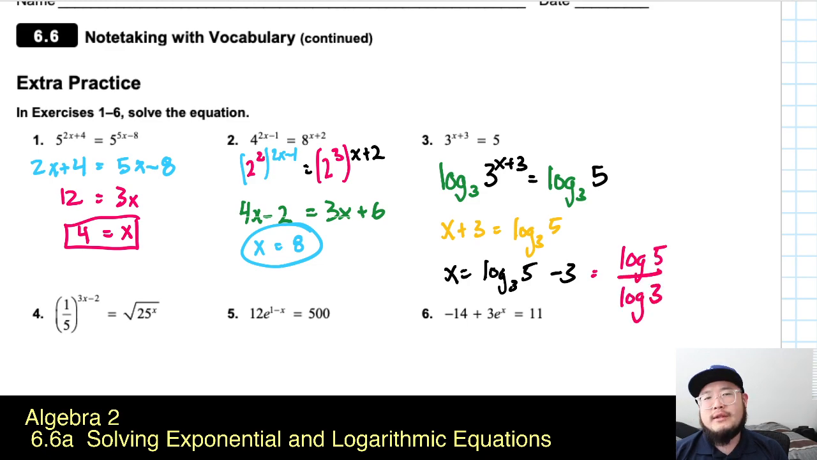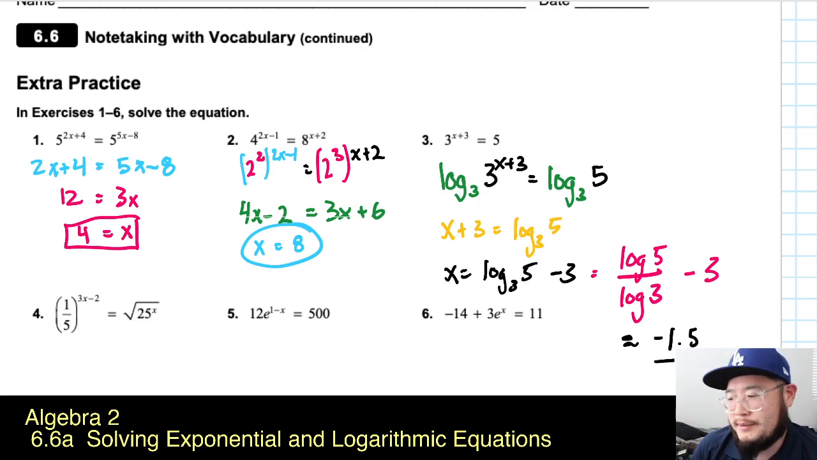And so at this point, you're going to have to go ahead and use your calculator, plug things in, and we round it to the nearest, was it the thousandths? We get approximately negative 1.535. And there's your answer to number 3.